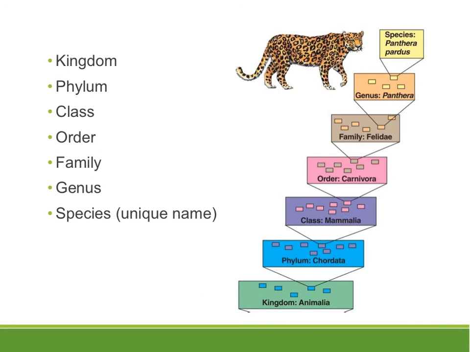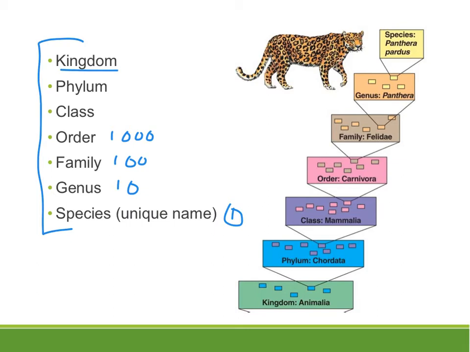So this shows the hierarchy of the Linnaean system: kingdom, phylum, class, order, family, genus, and then species. So here you would have one organism, and then in genus you'd have more. Say we have 10 different genuses, and then you might have 100 different organisms in a family and 1,000 different organisms in an order. These are just arbitrary numbers. But as you go up the different levels until you get to kingdom, then you would have the greatest number.